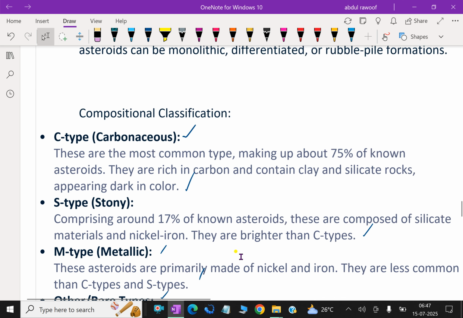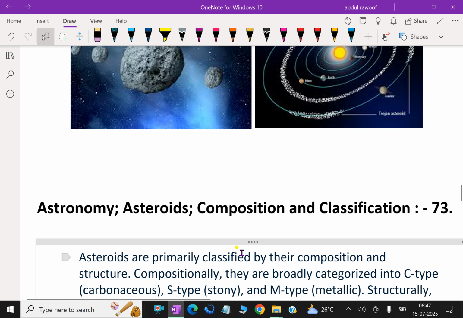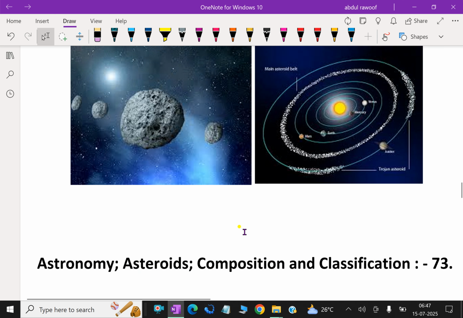So far, we have discussed a little about asteroids, their composition and classification.